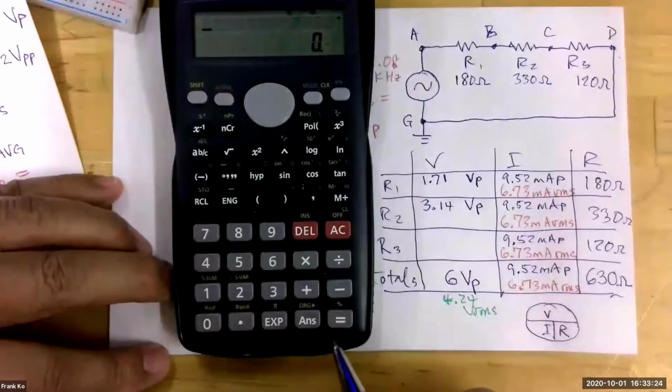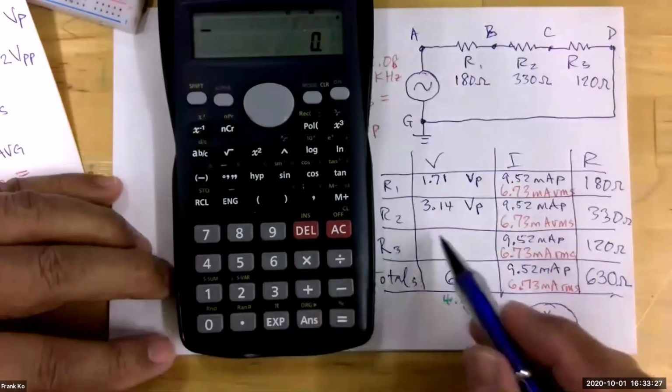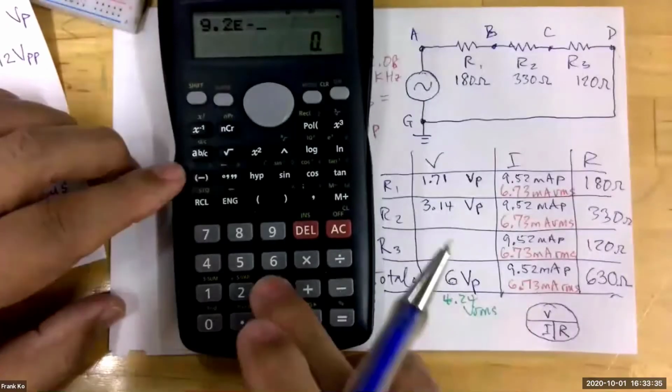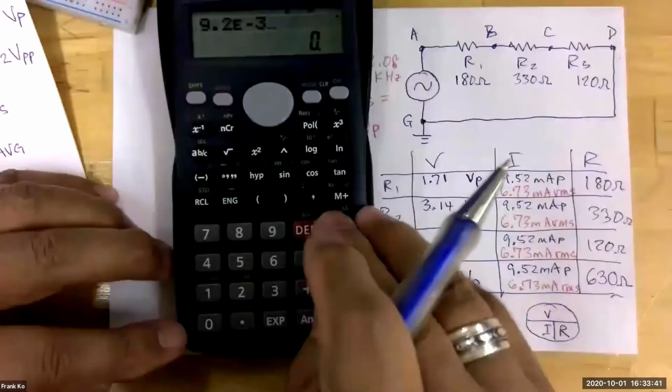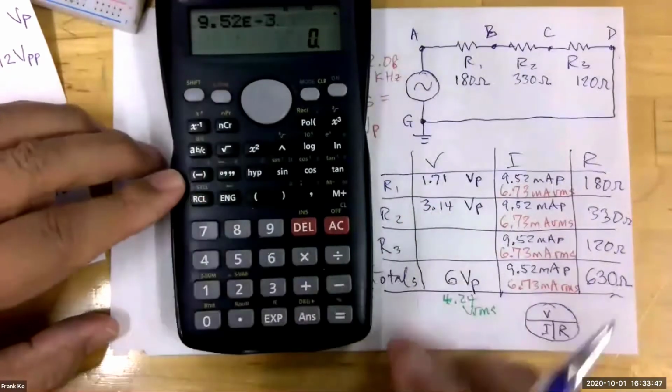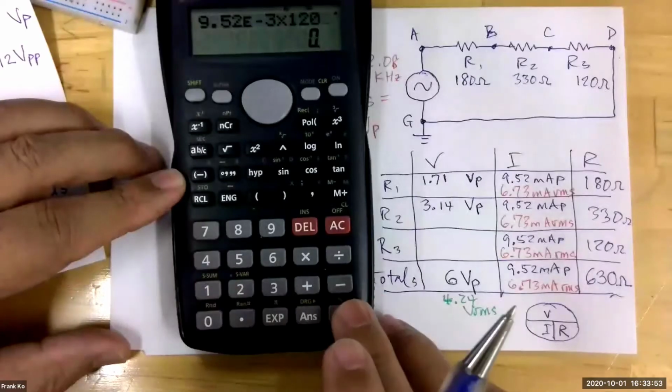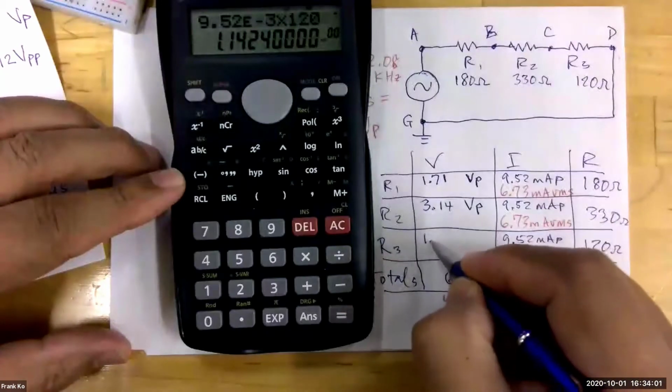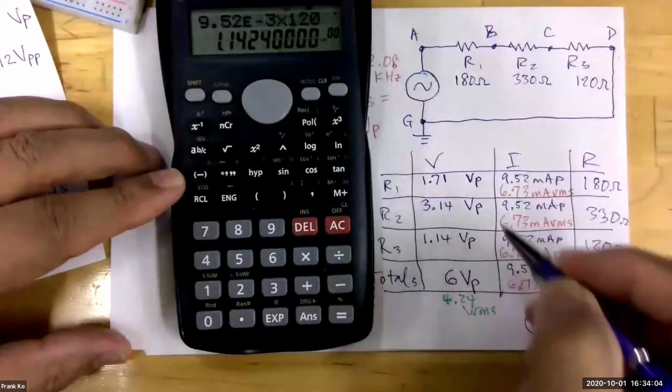Yusuf, let's wrap this up with volts peak for R3. How do I do the volts peak for R3, my friend? 9.52 times 10 to the -3rd. Okay, 10 to the -3rd right there. That's my milli, 9.52. Exponent -3, cool. Then what? Times 120. Times 120. And what do you calculate, my friend? 1.14 volts peak. Okay, and everybody agree, 1.14 volts peak, yes? So far, so good.